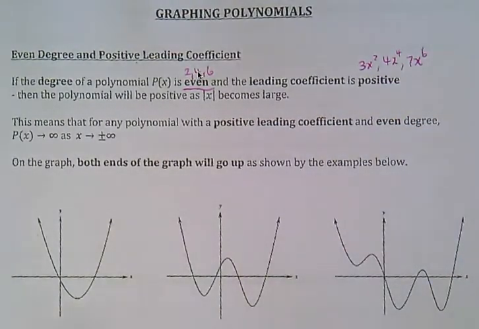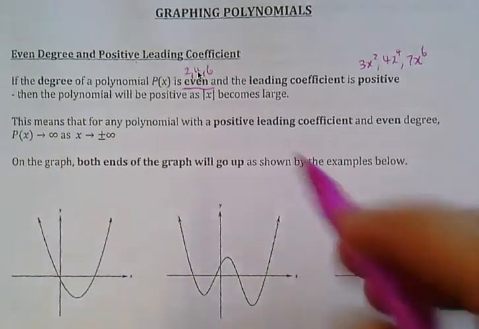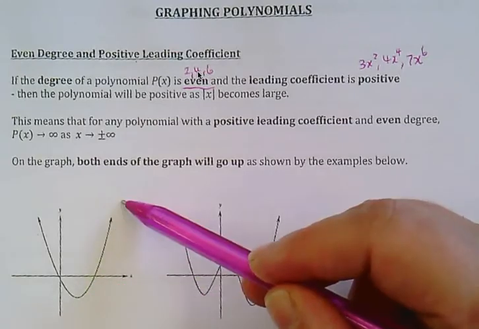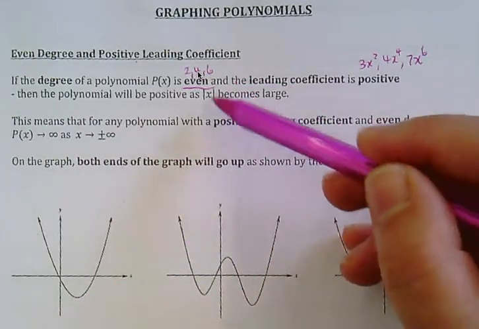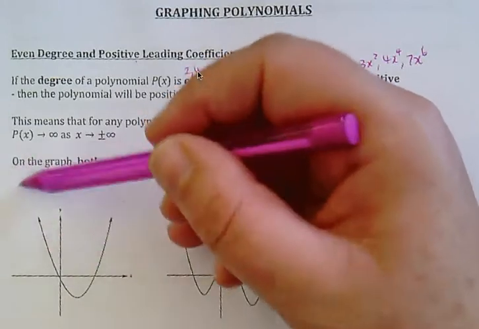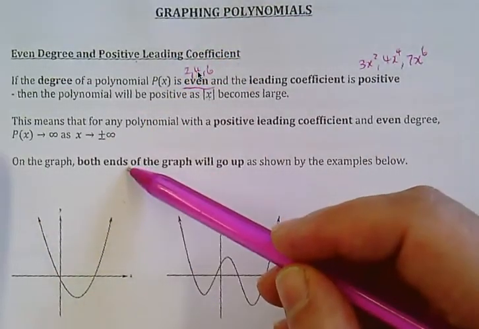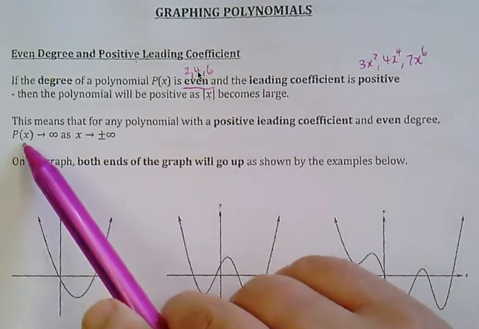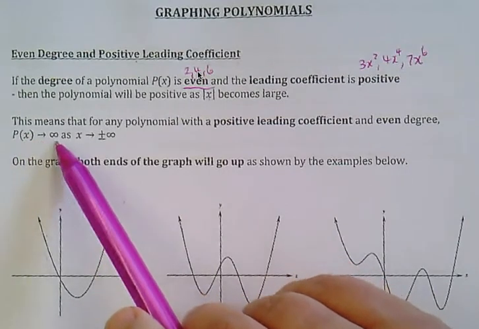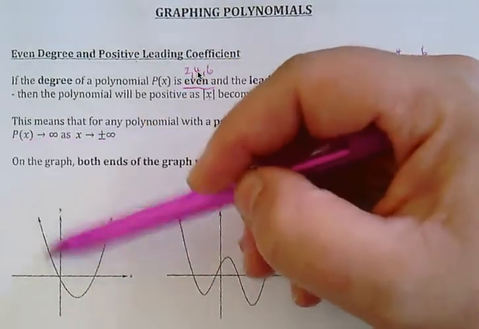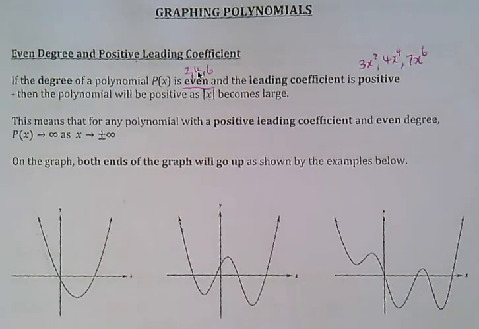so they're not negative, then the polynomial will be positive as the absolute value of x becomes large. In other words, as x approaches infinity, your polynomial will go up. As x approaches negative infinity, that's why we've got absolute value of x, the polynomial goes up. So both bits go up. Can you see that? So if it's even, this means that for any polynomial with positive leading coefficient and even degree, the polynomial goes up as x approaches positive infinity, and as x approaches negative infinity, the end bits of the graph both go up.